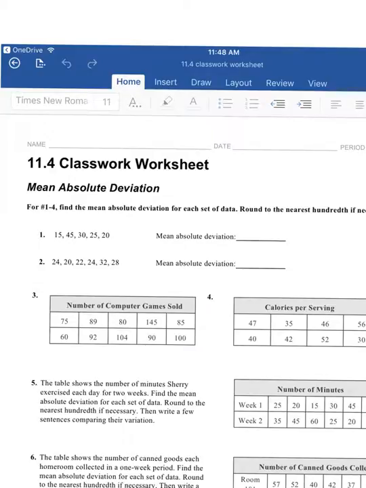All right, so for number 1, if you're done, make sure you finish this before you're watching me go over it. First thing you had to do was find the mean. So did you add up all these numbers, 15, 45, 30, 25, and 20? If you did, they add up to 27.